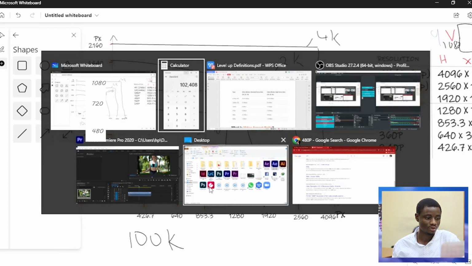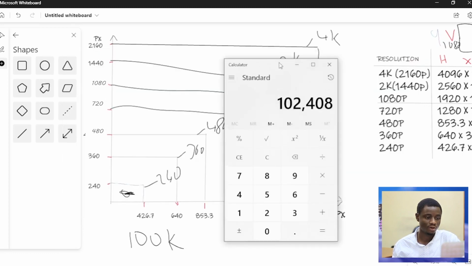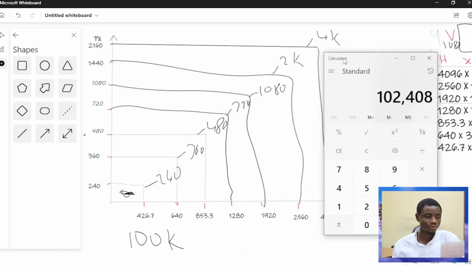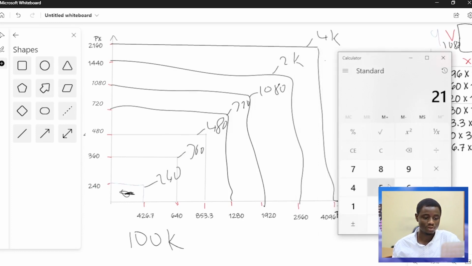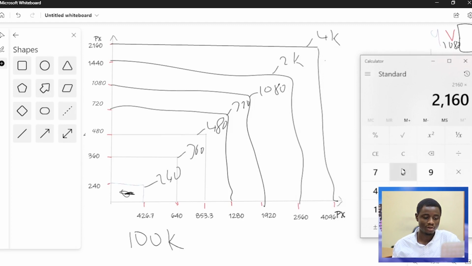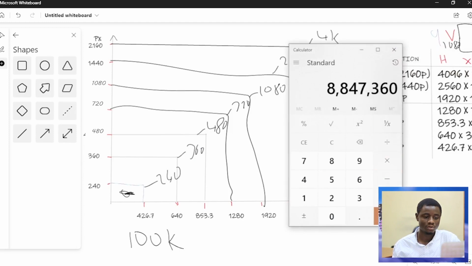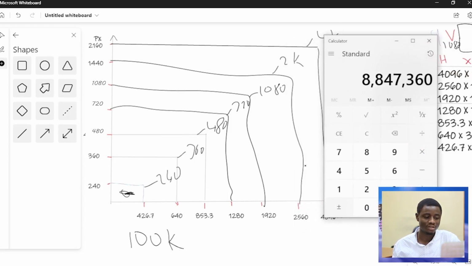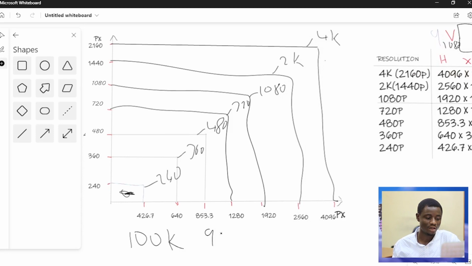Okay, that of 4K, that is 2160 multiplied by this value here, 4096. That will give us about 9 million pixels, approximately 9 million. So this is 240p, and this is 4K.